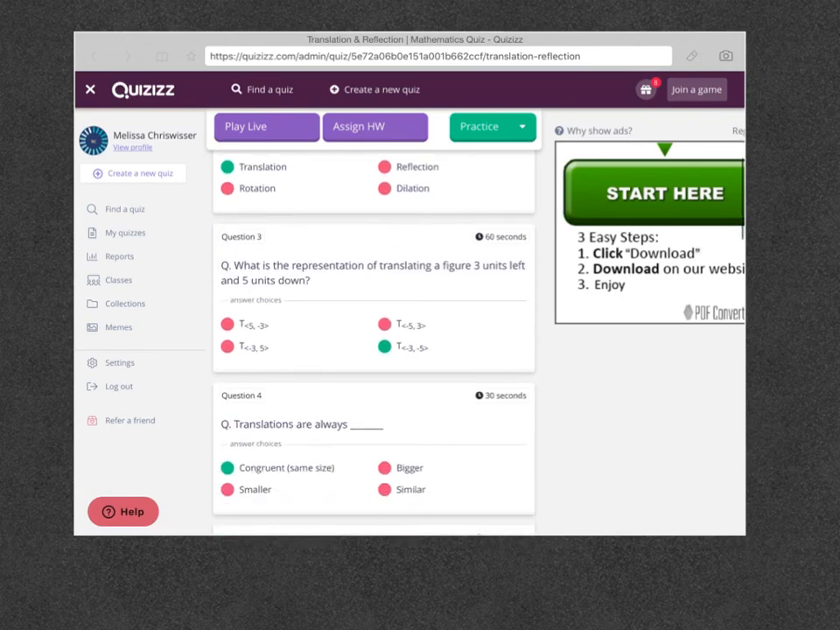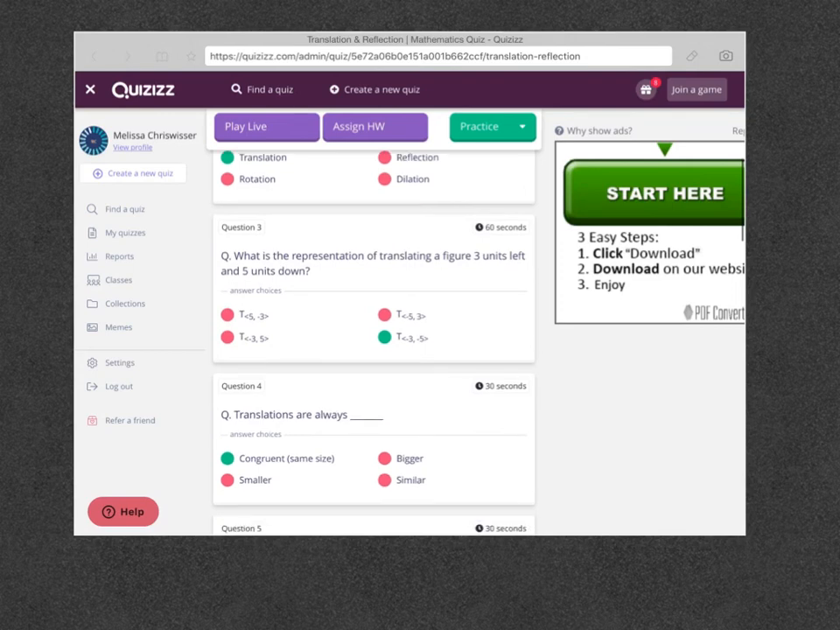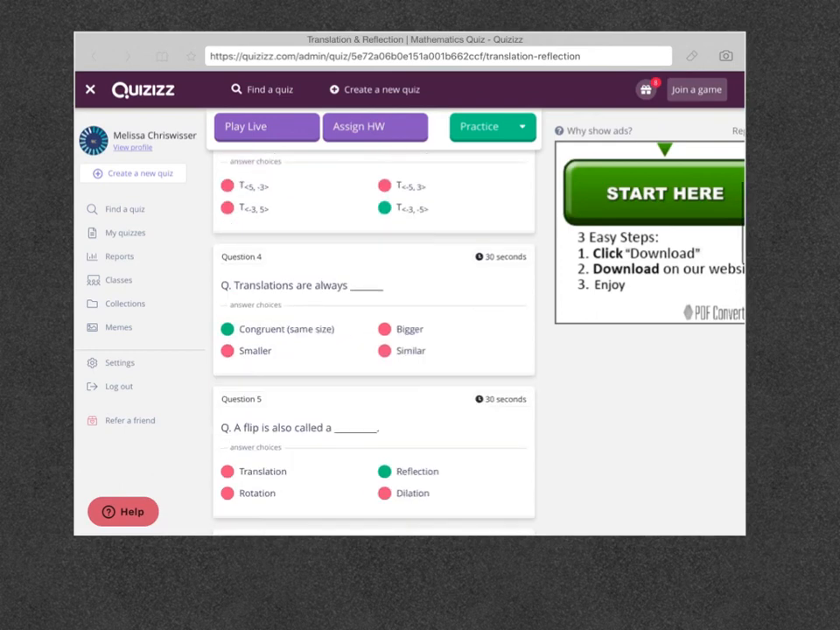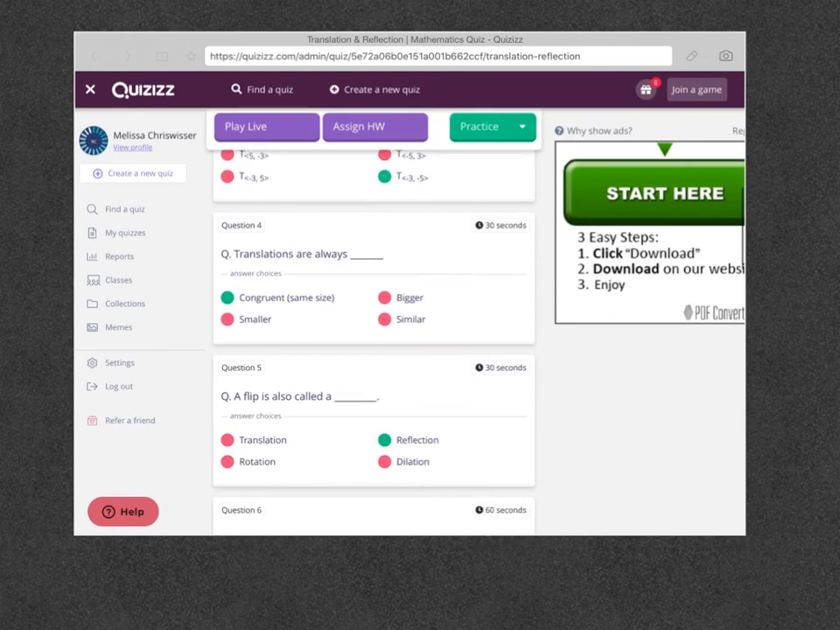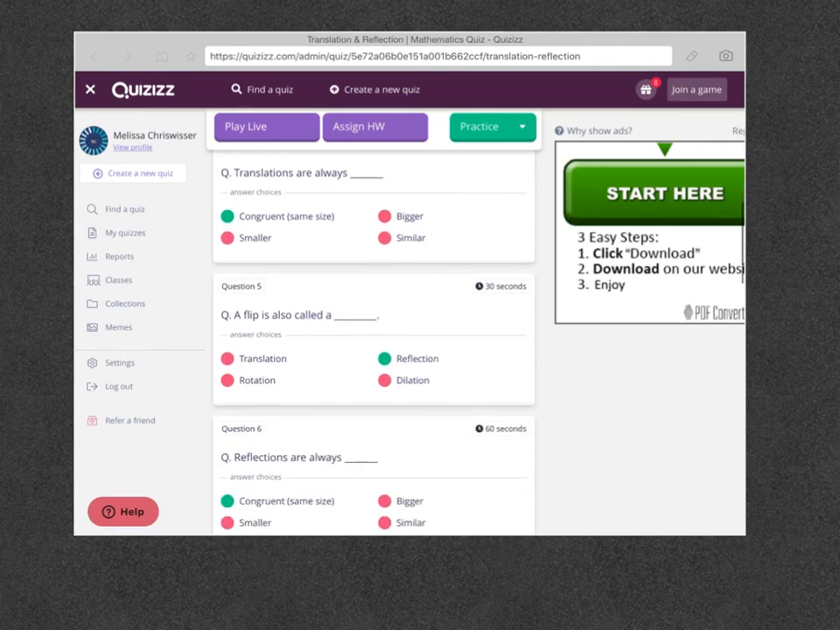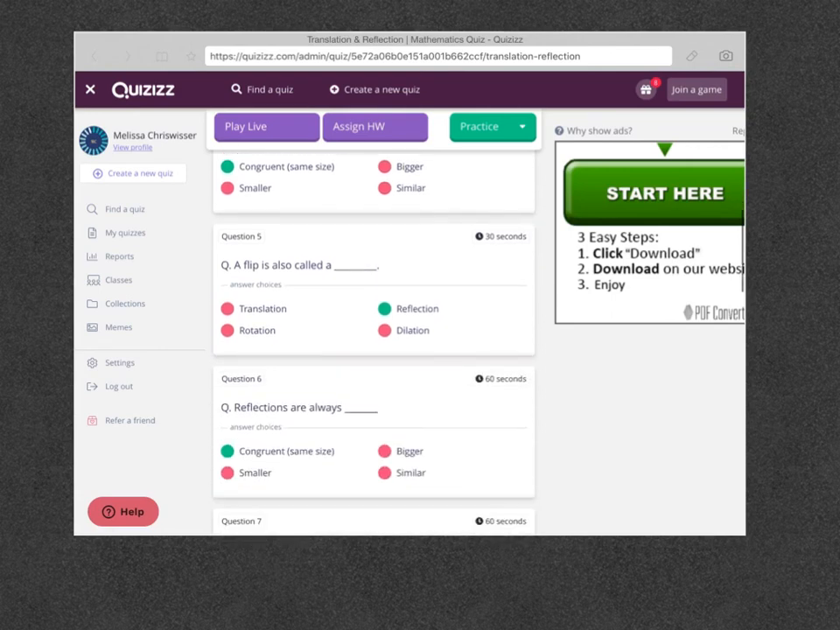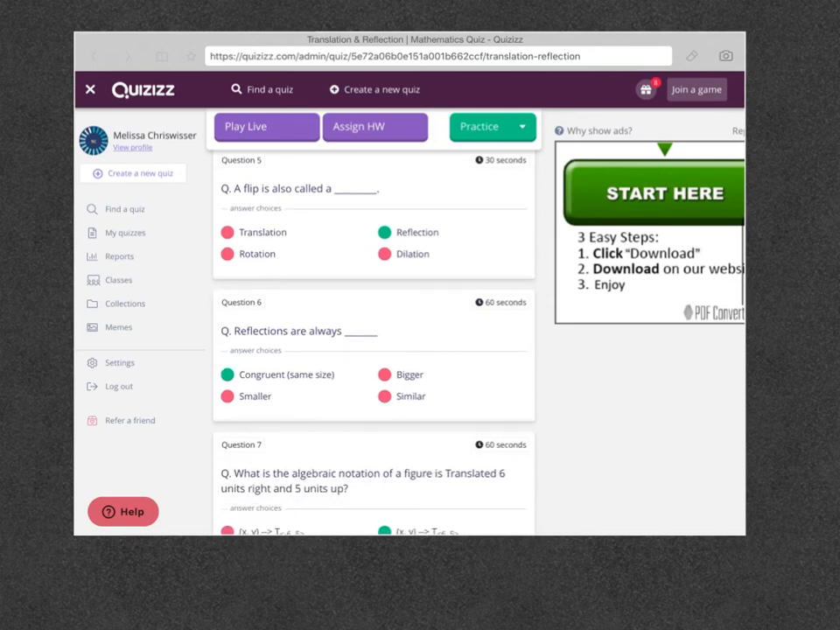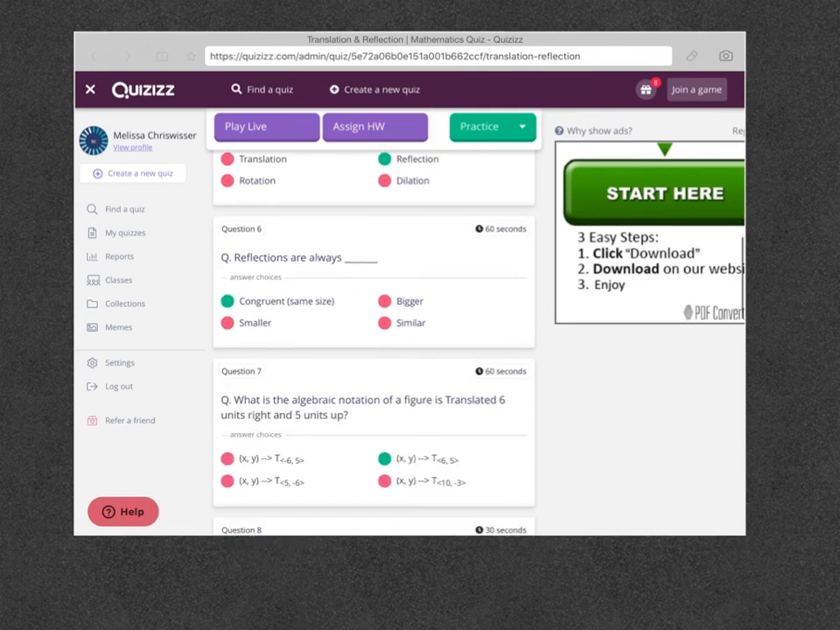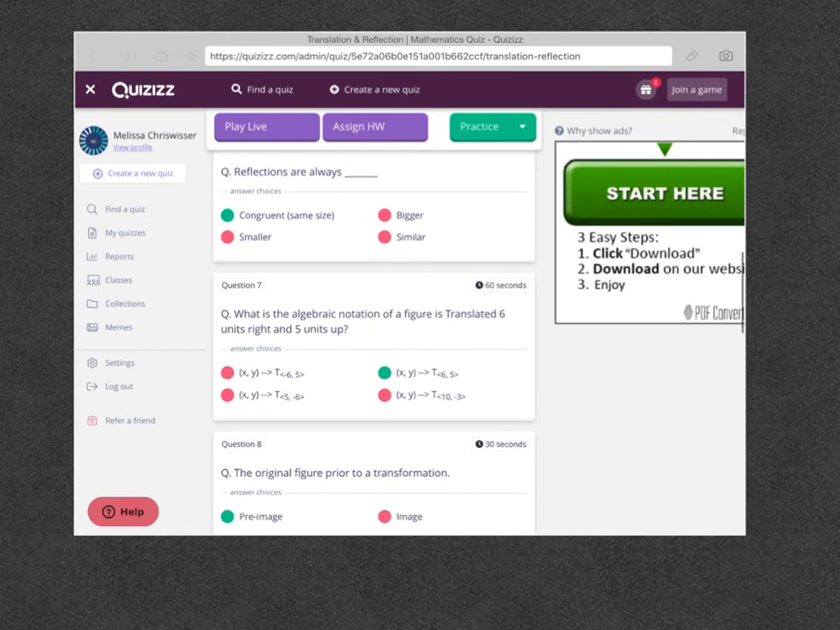Number 3 says what is the representation of translating a figure 3 units left and 5 units down. Left is the first one, so it's negative 3, and down would be the second one, so it's negative 5. Number 4, translations are always congruent. These don't change shape. Number 5, a flip is also called a reflection. Number 6, reflections are always congruent as well because they're both rigid.